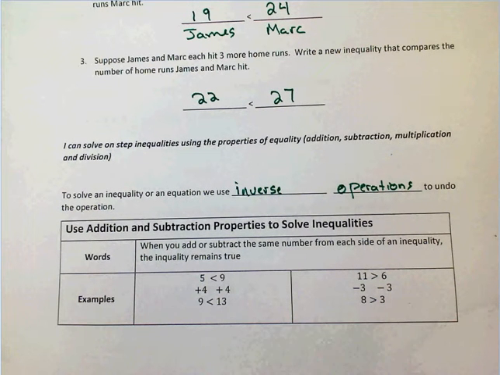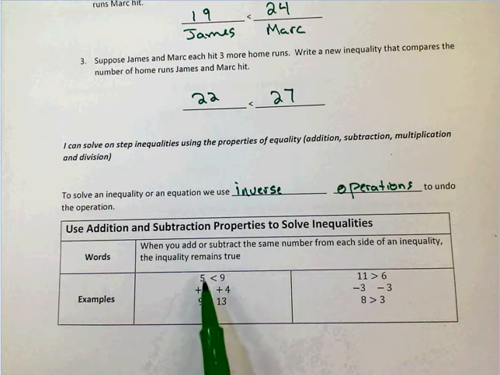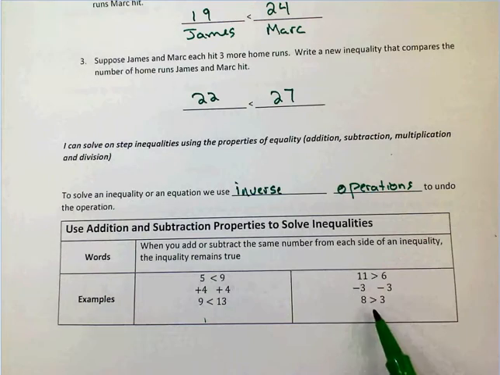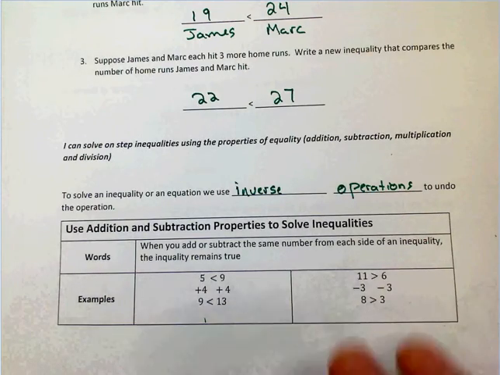So for instance, if we're using addition and subtraction, when we add or subtract the same number from each side of an inequality, that inequality remains true. So for instance, if we're adding 4 to each side, we know that's the same. If we're subtracting 3 from each side, we know that's the same. Okay.